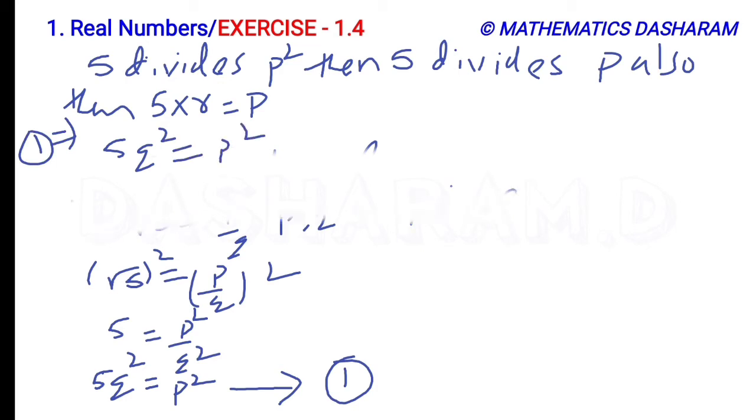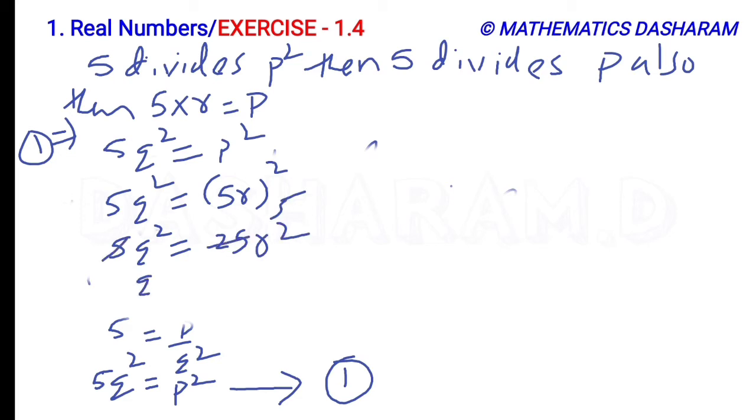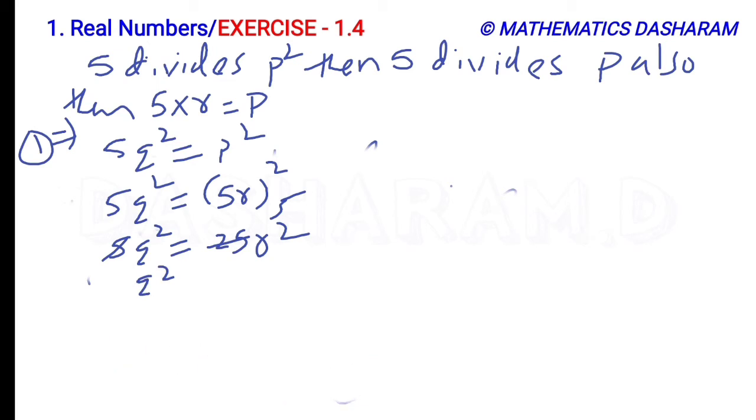In this, substitute the p value. So 5q² equals, p value is how much? 5 into r whole square. So 5q² equals 25r². Here 5 ones are 5, 5 fives are 25. Then q² equals 5r². So here also q² is written as 5 into r².